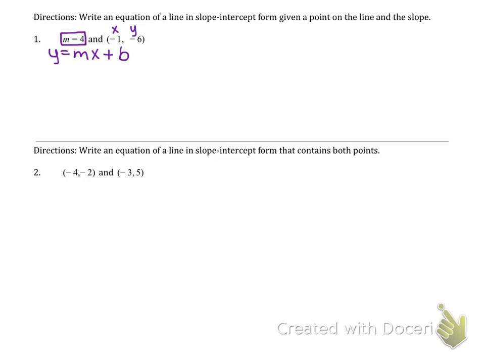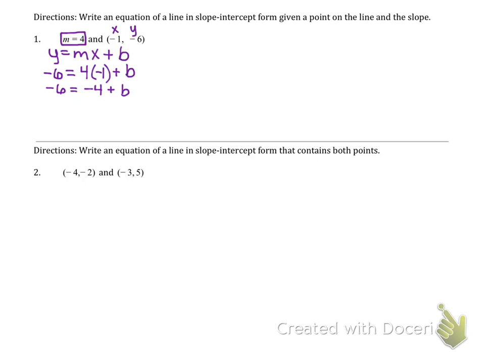And now I'm going to go ahead and replace those numbers into our equation. So my y value is negative 6, so I'm replacing y with negative 6 equals my m value is 4, which is my slope. The x value is negative 1, so it's 4 times a negative 1. And then plus my b value, I don't know yet, so I'm just going to write b. Now I'm going to solve this. I have negative 6 equals 4 times a negative 1 is a negative 4 plus b.